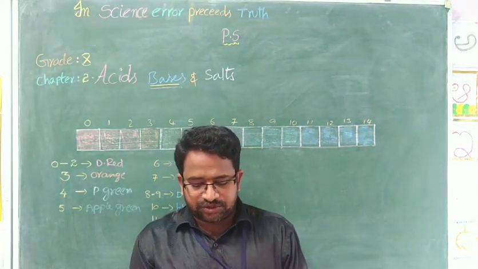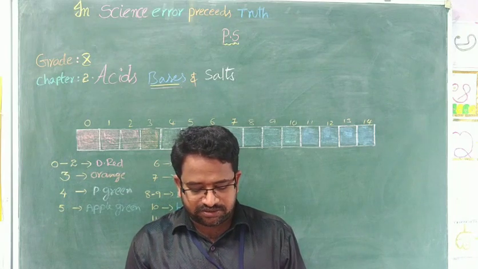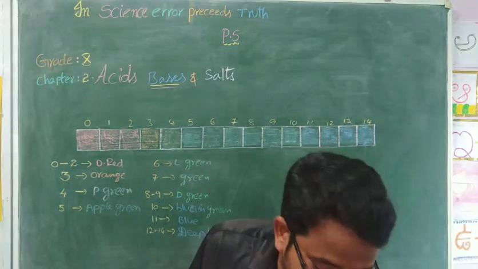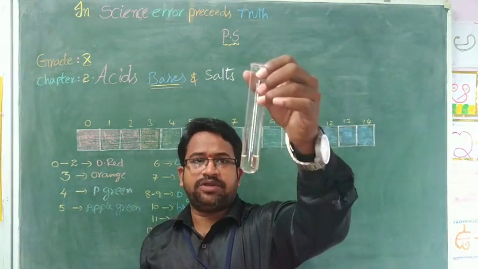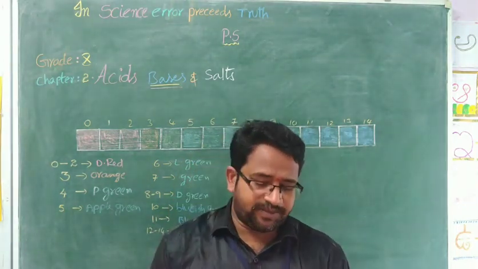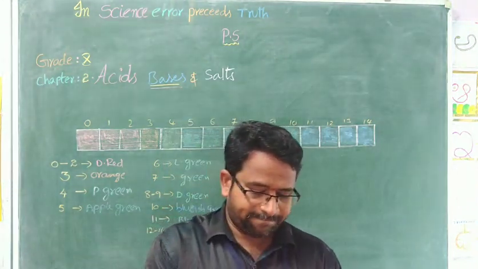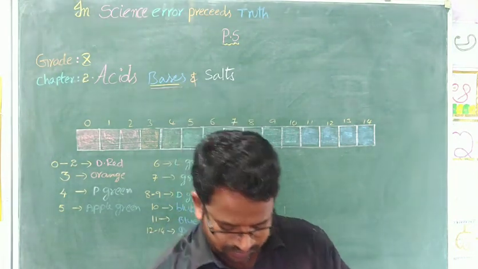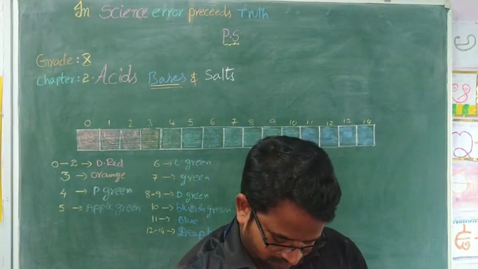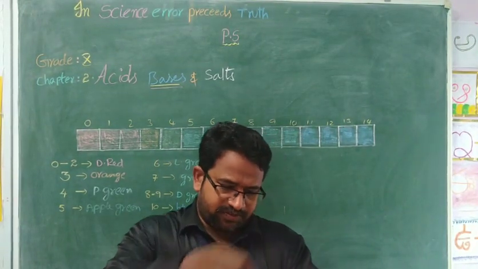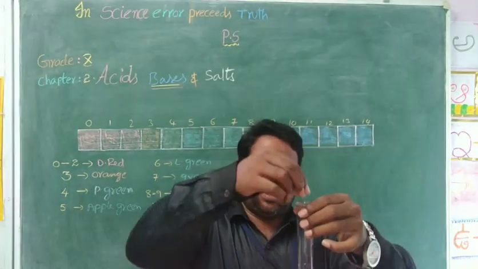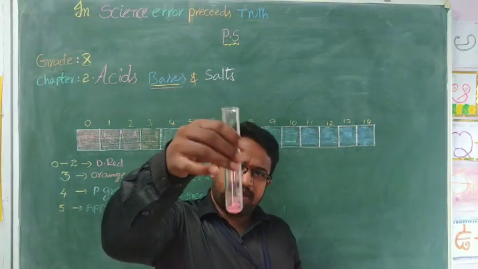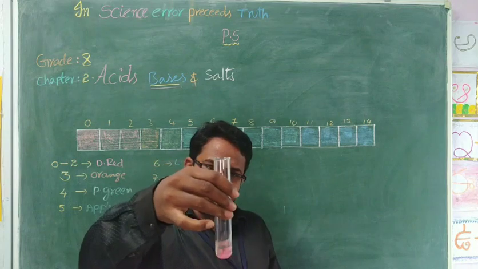Antacid tablets. We should not take the tablets directly, no? Along with water we will take. Along with water means dilution. So I am going to take water here. In this water I am going to take pieces of the antacid tablet. Now they are going to be dissolved in it. So the antacid tablet solution can be obtained.